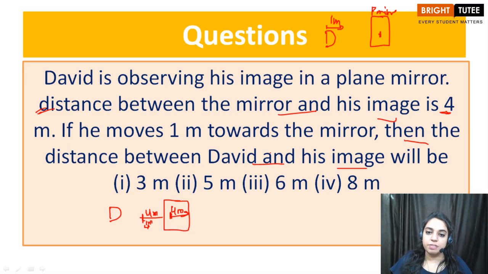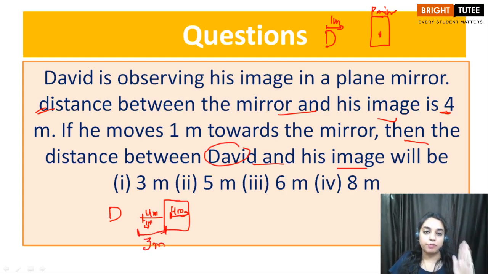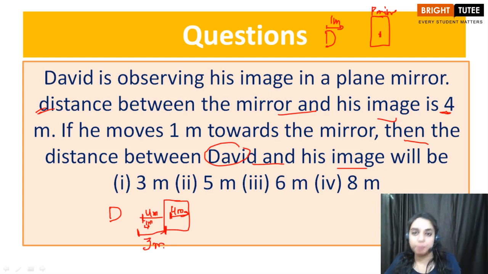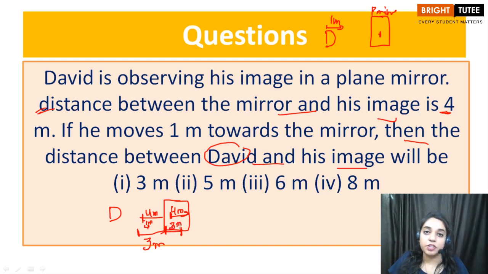Then the distance between David and his image will be... So children, if he moves 1 meter closer towards the mirror, then the distance between mirror and David will be 3 meter, right? Because we have moved 1 meter towards the mirror. So the image will be formed at 3 meter. Image will be formed 3 meter behind the mirror. Okay. Now the question says, what is the distance between David and his image?